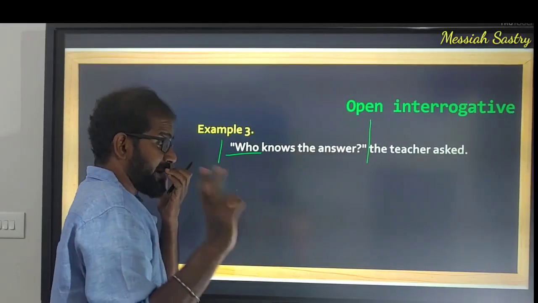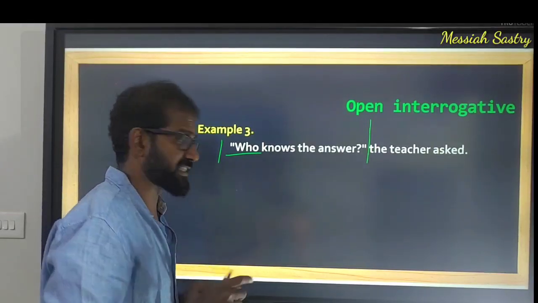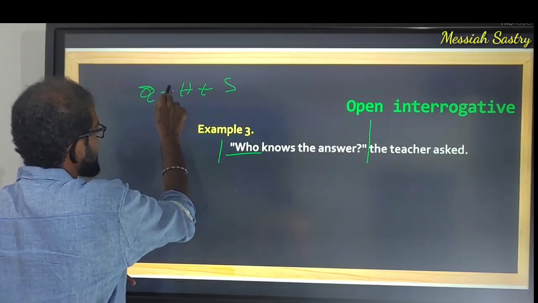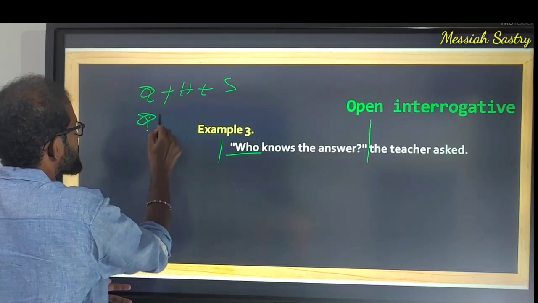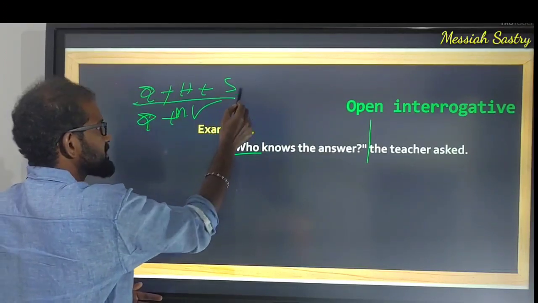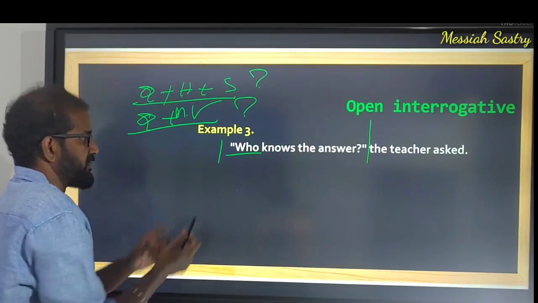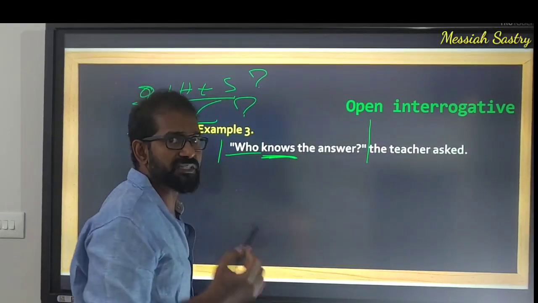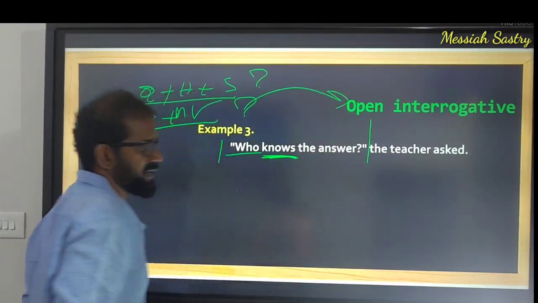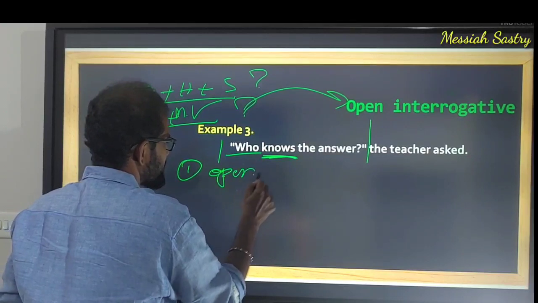So no inversion. I told you open interrogative sentences are of two types. There were two ways of expression, two forms. First form is question word, helping verb and subject. Second, I told you, question word plus main verb. This is another form for the open interrogative sentence. Question word plus main verb. Look here. Knows is a main verb. So question word plus main verb is also considered an open interrogative sentence. So open interrogative sentence.